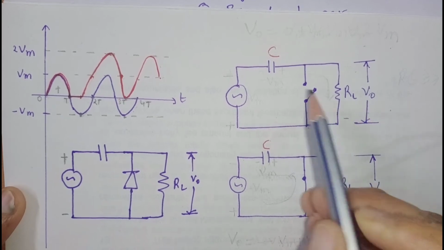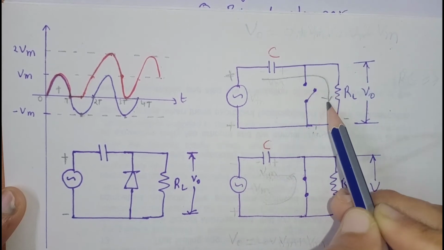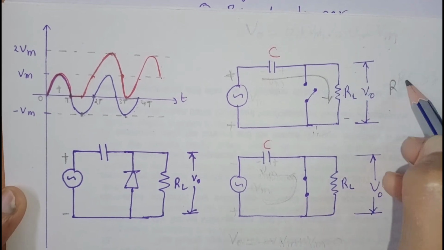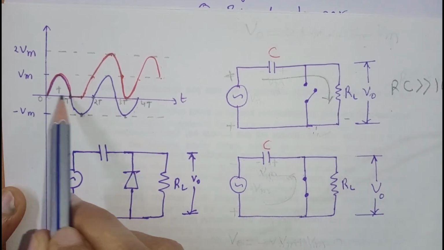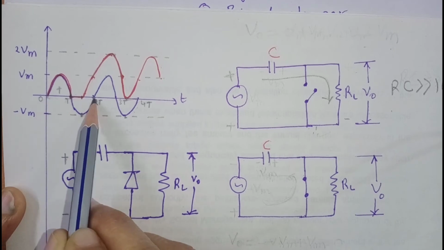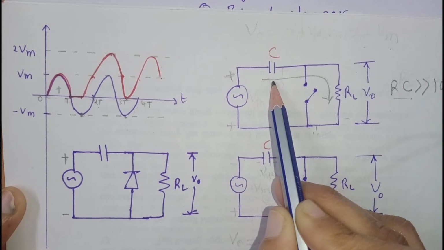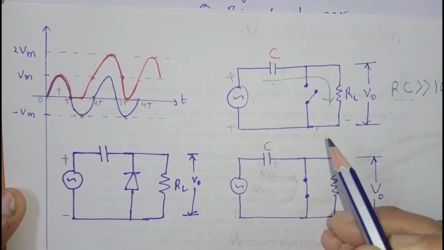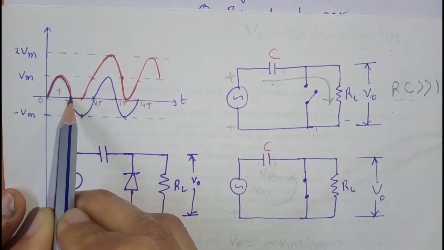In this case, as this side is positive and this side is negative, the current flows in this direction. As this RC time constant is very high, much greater than 10 times the time period of this input signal, 0 to 2 pi, 0 to 2T, it will not be fully charged because it requires much more time to be fully charged. So at the output we will have the same waveform as the input during the positive half cycle. The output will be this one.